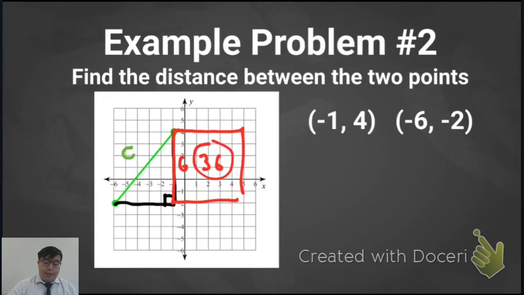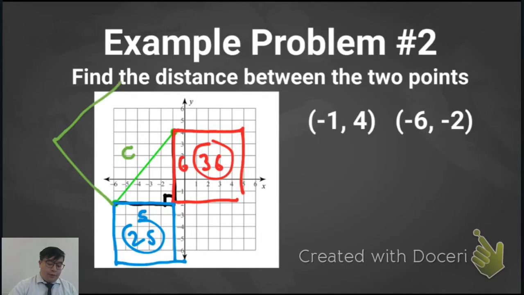Let's look at side b. Side b has a length of 5. And so what's b squared going to be? I know that 5 squared, or 5 times 5, that's going to be 25. So using the Pythagorean Theorem, a squared plus b squared is going to equal c squared. So the area of this square is going to be 61.